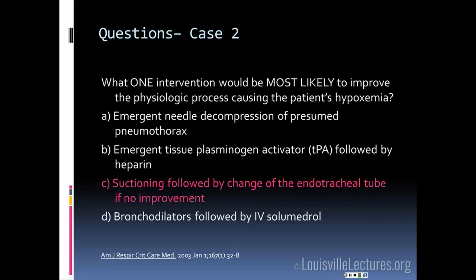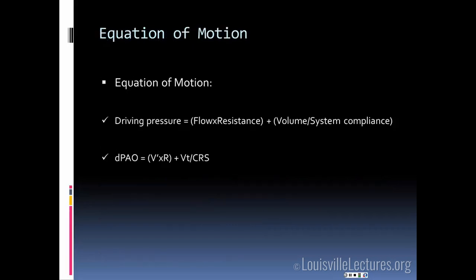So in order to get the right answer here, you have to understand physiology at the bedside, and you really have to understand the equation of motion. The equation of motion says that in order for you to provide mechanical ventilation to the patient, there has to be a driving pressure. This driving pressure has two components. One component is to overcome the resistance of the airways and the tubing system, and another component is to overcome the recoil of the respiratory system.